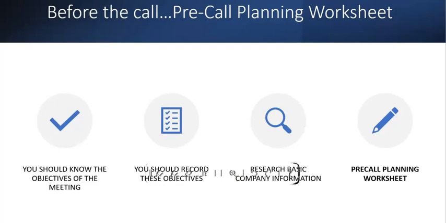What are you hoping to get out of that, and have that measurable so you're able to go back and say, okay, I did this, this, and this. And then obviously researching all that basic company information and knowing as much as you can. We talked a bit about this yesterday during class time. And then really the last step in that is doing what's called the pre-call planning worksheet.